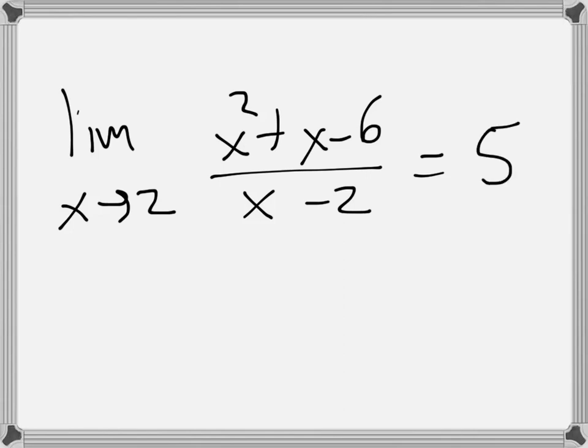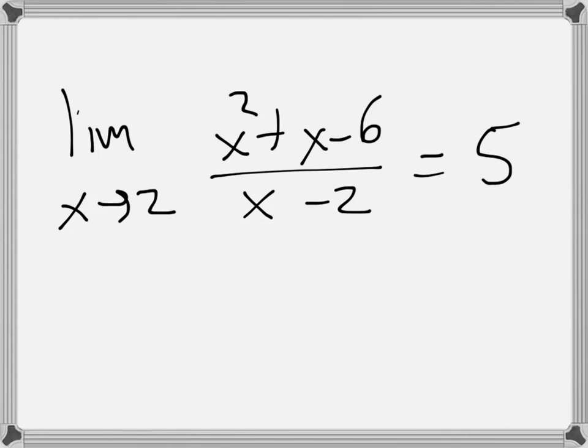This is kind of an interesting one because this is the first limit proof we've done where you can't just plug the number in and check. Because if I plug in 2, I get 0 in the denominator, and so this function is not defined there, but I can still show the limit exists. So we're going to just do this like we did all the other ones.